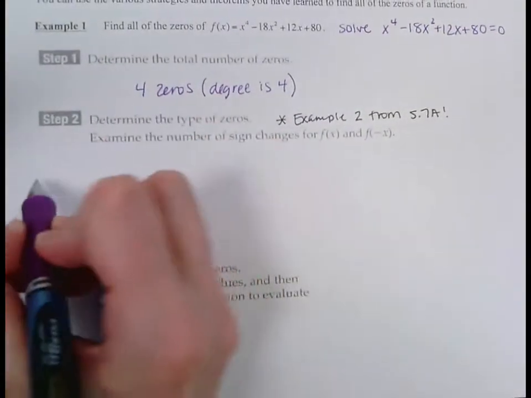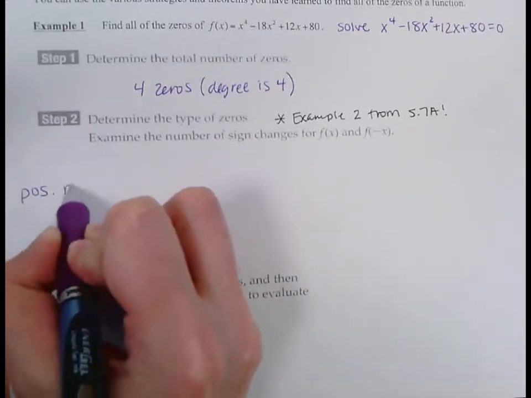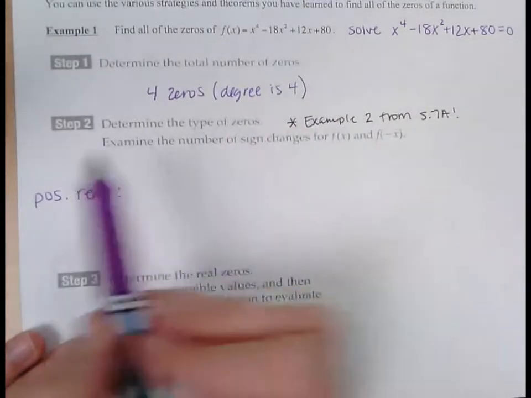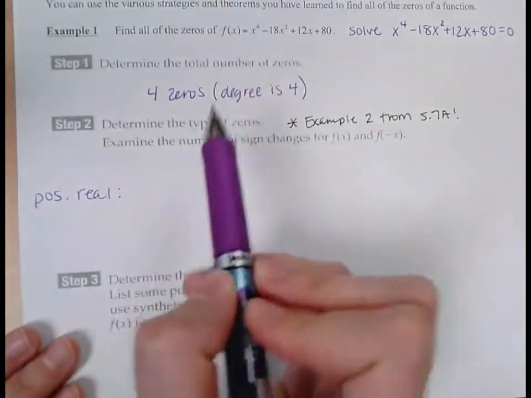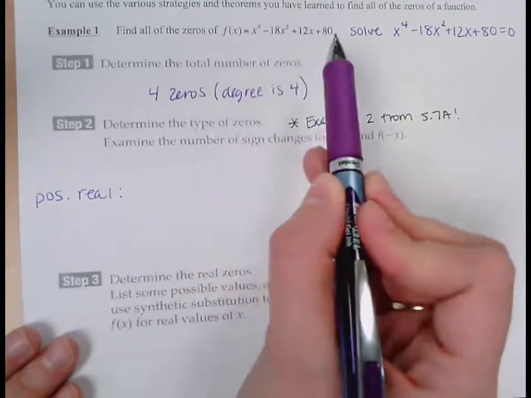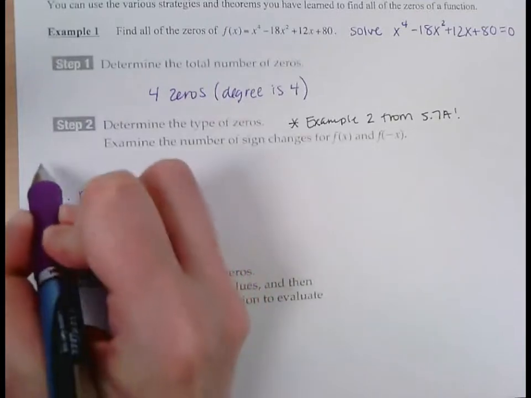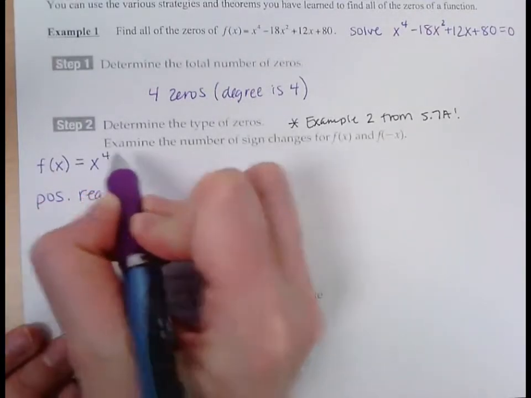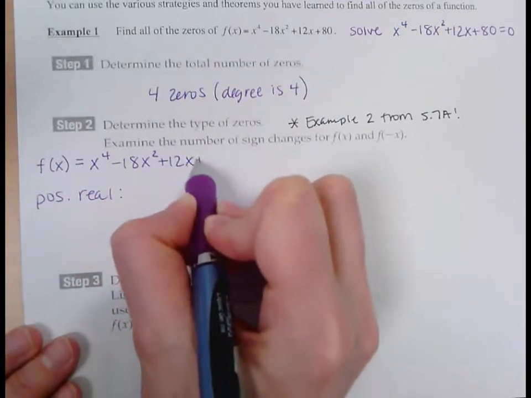So we're going to find the possible number of positive real zeros first. And what I'm actually going to do, you don't have to do this, I just want to do this so I can move my sheet up here. I'm going to rewrite the function right here just so I don't have to keep moving it back and forth. So our function f of x is x to the 4th minus 18x squared plus 12x plus 80.